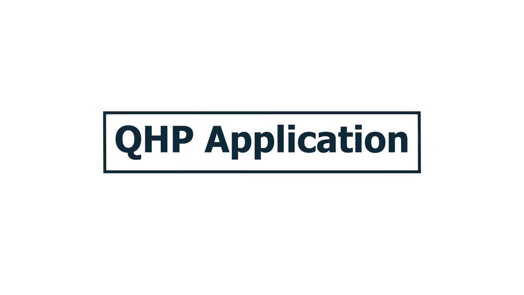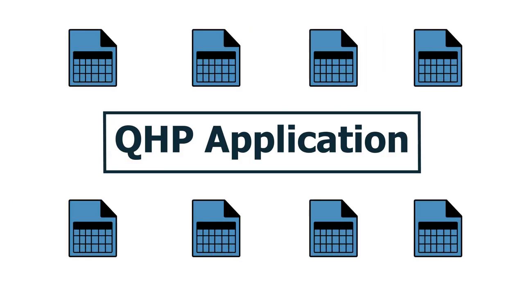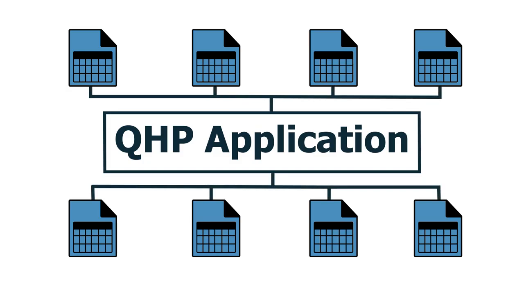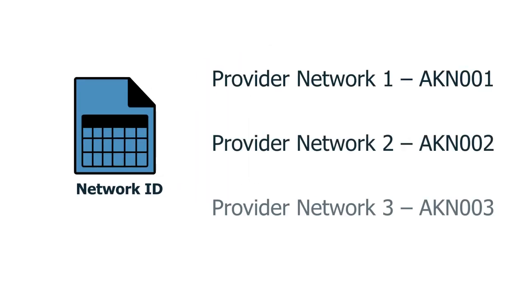As part of the QHP certification process, issuers are asked to fill out several templates with issuer and plan level data. These templates, along with any supporting documentation submitted, comprise an issuer's QHP application. Among these templates is the Network ID template. The Network ID template generates unique IDs that can be used to reference an issuer's provider network and other templates.